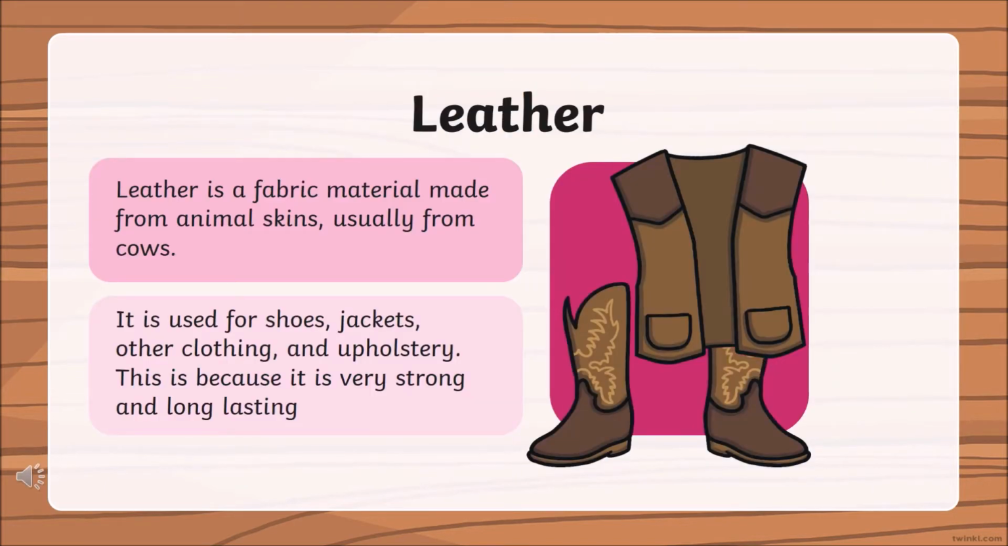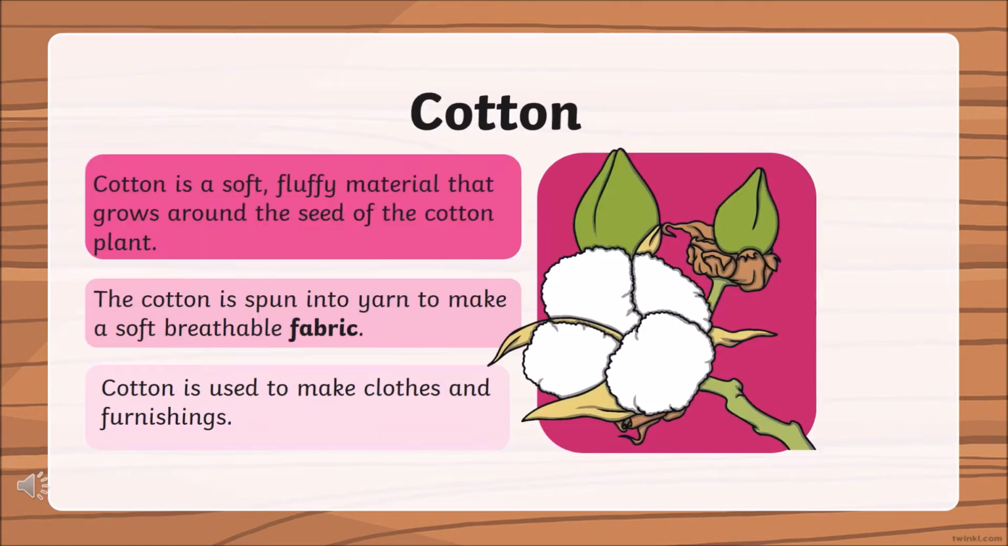Leather is a natural fabric made from animal skins, usually from cows. It's used for shoes, jackets, and other clothing, and upholstery. This is because it's very strong and long-lasting. Cotton is a soft, fluffy material that grows around the seed of the cotton plant. The cotton is then spun into yarn to make a soft, breathable fabric. Cotton is used to make clothes and furnishings.